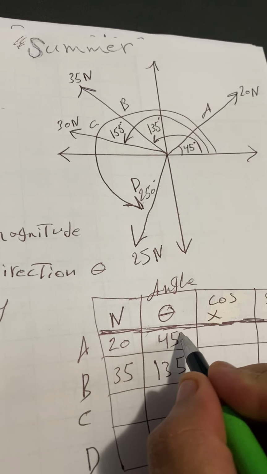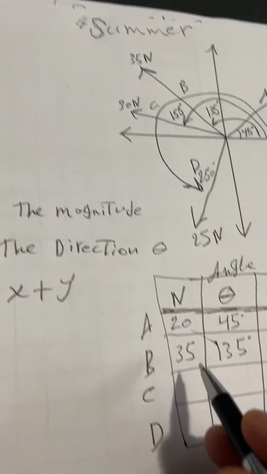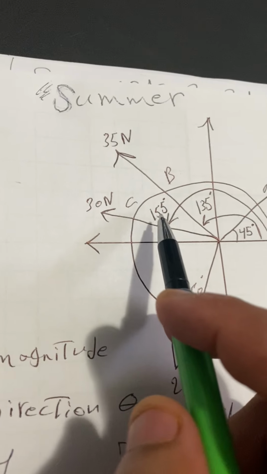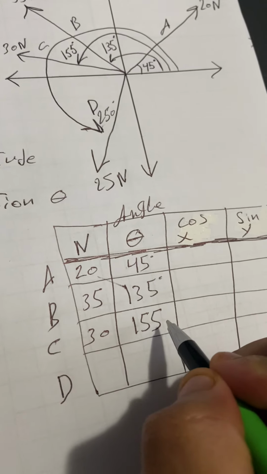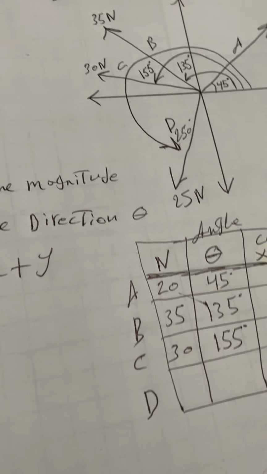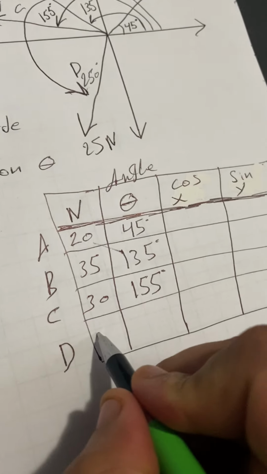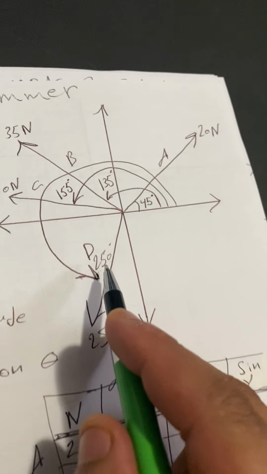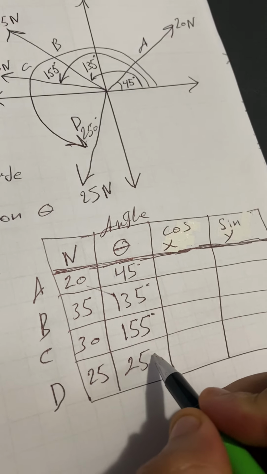degrees. And C, which is this one, is going 30 Newton. We put 30 Newton right here, and it has 155 degrees. And the D is going 25 Newton, and it has 250 degrees. We put 250 degrees right here.